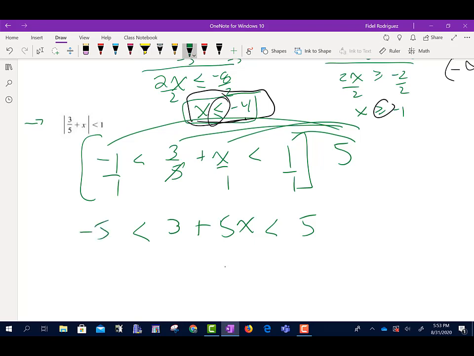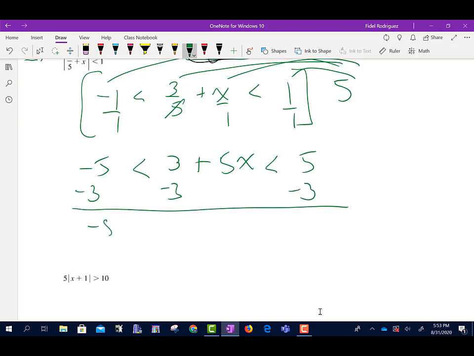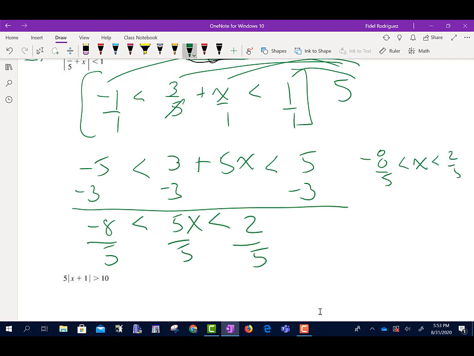And you don't have to mess with any fractions for right now. Okay. And then we can say, well, look, let's just keep going. Let's go minus 3, minus 3, minus 3. So negative 8 is less than 5x, is less than 2. Now I can divide everything by 5. And I end up with negative 8 over 5 less than x, less than 2 over 5.